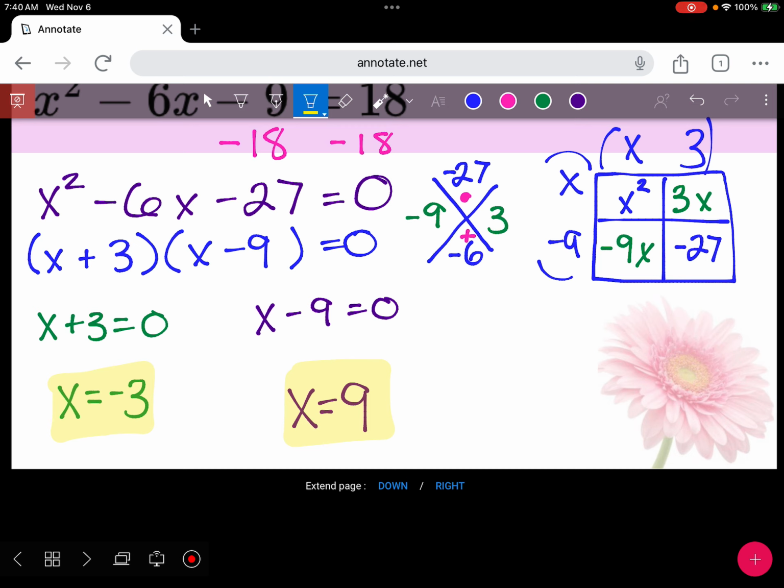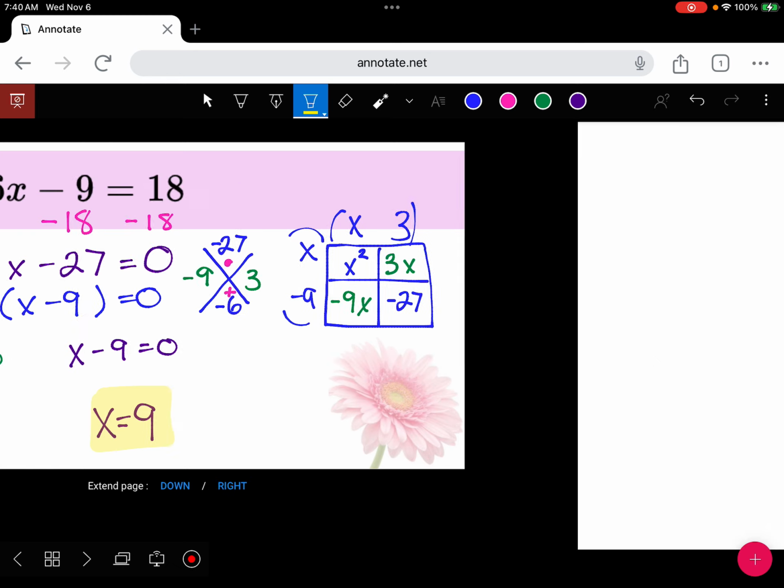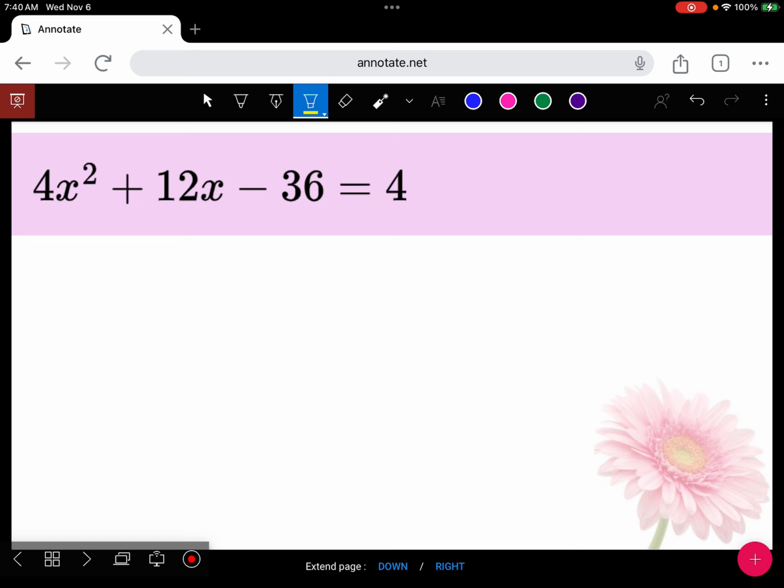My brain works really well with factoring by grouping, but I can do the box pretty well because I know a lot of people here are very comfortable with the box. There are lots of different techniques for factoring, and I don't care how you factor, just that you factor, and you've got to show me work so I can figure out what you did to get there. Okay, questions on this one? All right. Next one.